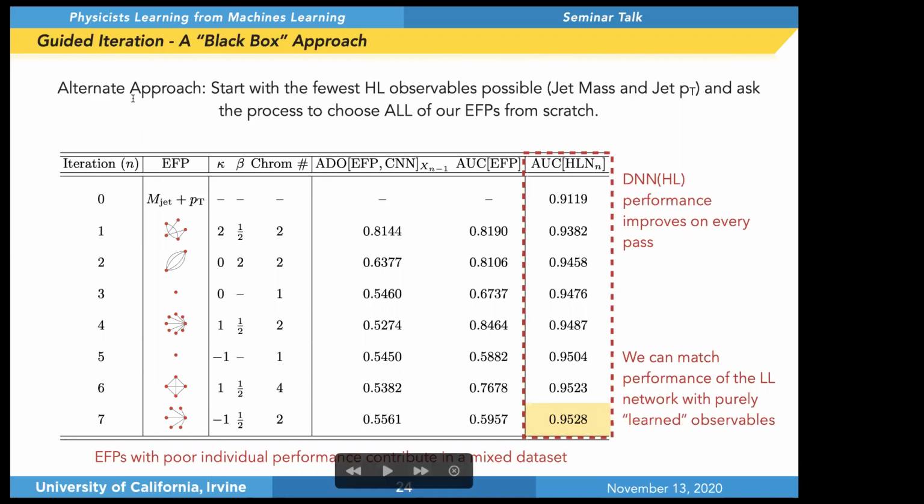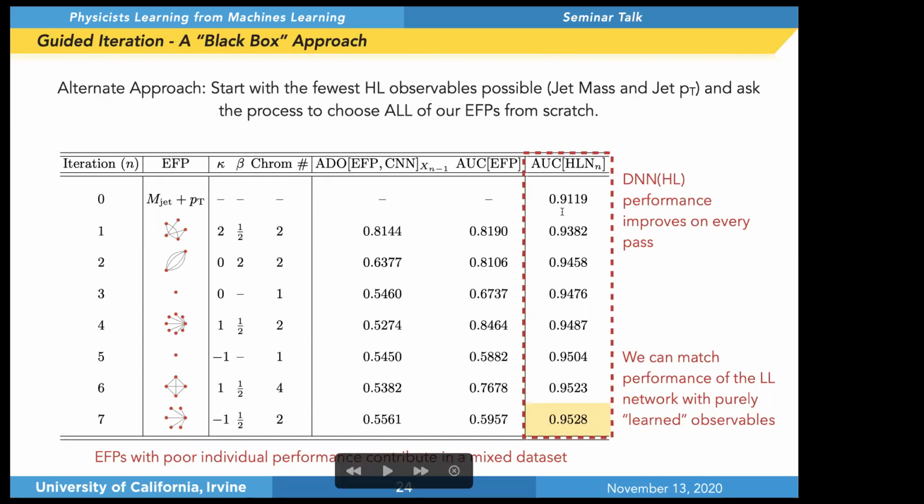So this slide shows that search. We call it the black box guide. In every step, we're asking the black box deep neural net to always pick a new EFP, using the bare minimum of high level information. So we start off with just the jet mass and PT. And the PT is only there really as a scale for the EFPs, so that it's easier for the neural network to understand how big or small the EFPs are if it has jet PT as the scaling factor.